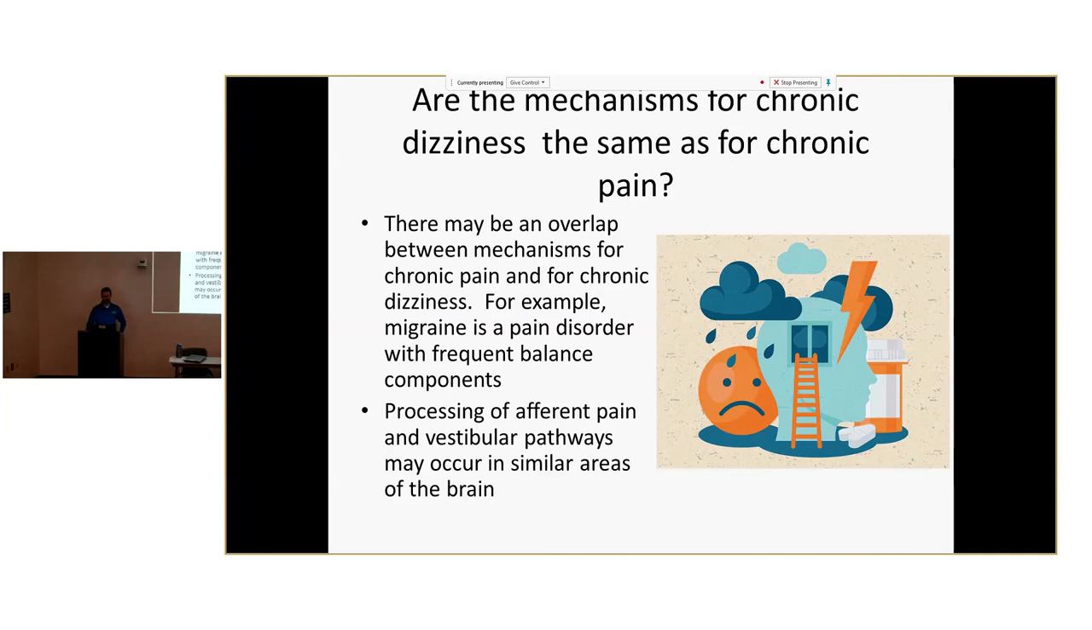So I put this one for you, Steve. Are the mechanisms for chronic dizziness the same as for chronic pain? And I certainly don't know. Maybe Steve could answer that question a little bit better.